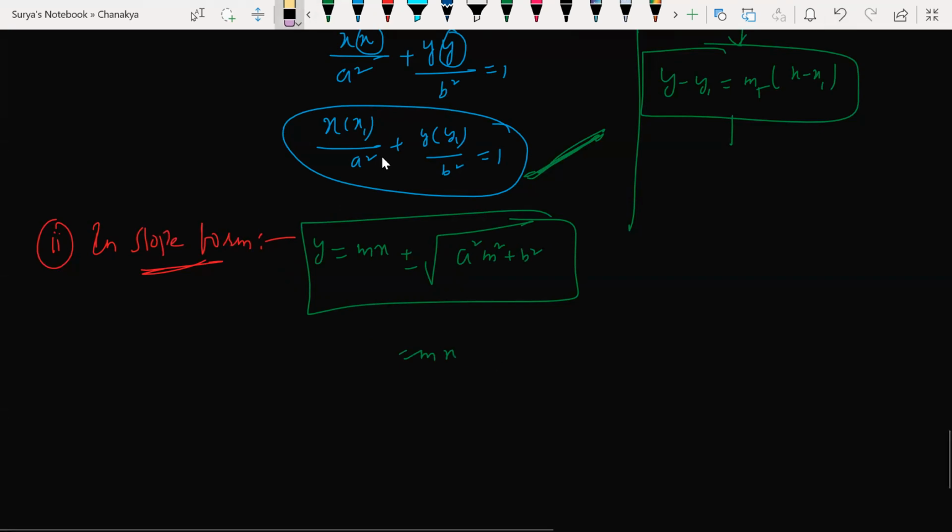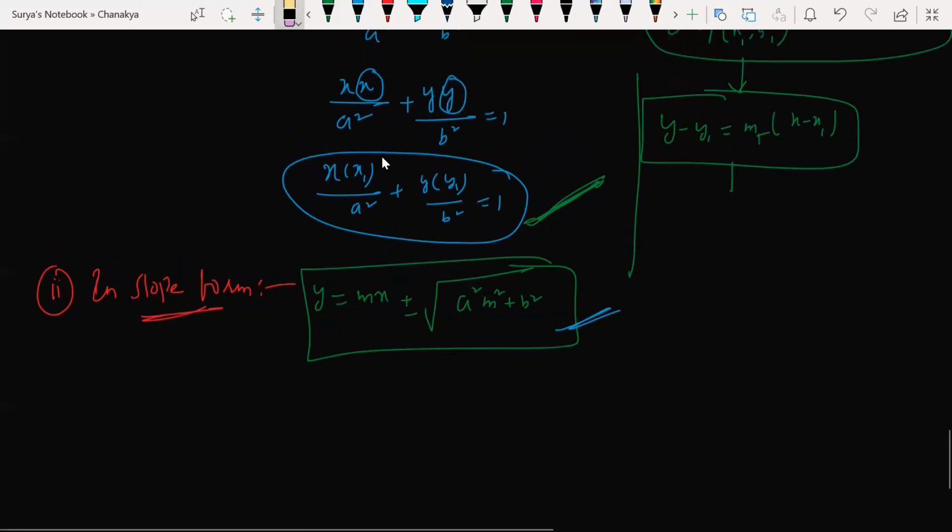So here a square m square plus b square is there. That is the slope of the tangent, equation of the tangent in slope form. This is equation of the tangent in slope form, and this is my equation of the tangent in point form. Now equation of the tangent in parametric form.